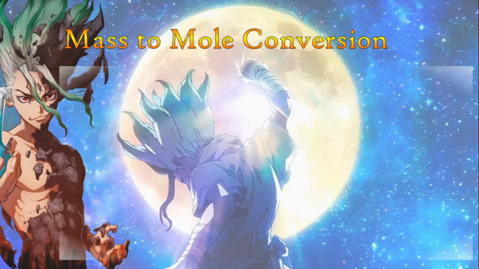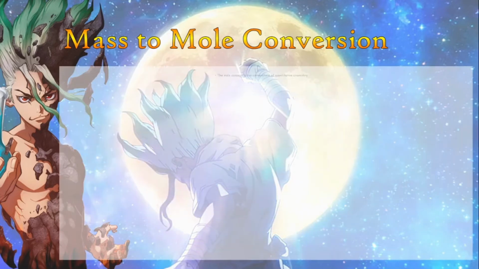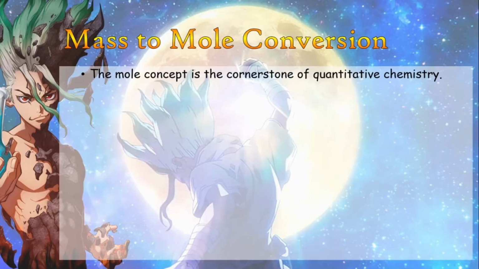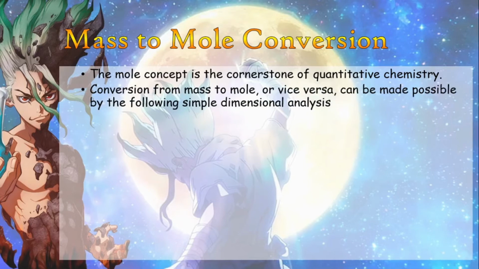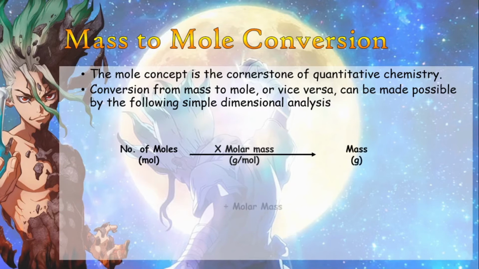Mass to mole conversion. The mole concept is the cornerstone of quantitative chemistry. Conversion from mass to mole and vice versa can be made possible by following simple dimensional analysis. Number of moles multiplied by molar mass is mass. When mass is divided by molar mass, you will get the number of moles.